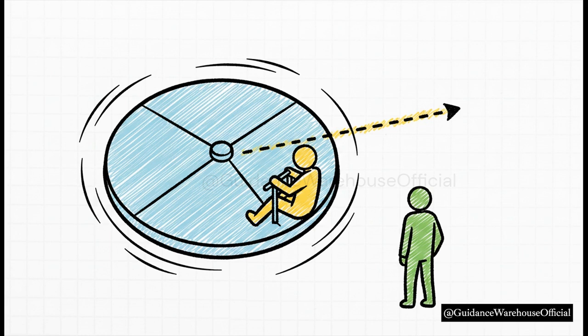You have to physically use your muscles to hold on, and that creates a real inward pull, what we call centripetal force, to keep you moving in a circle. Without it, you just fly off straight.